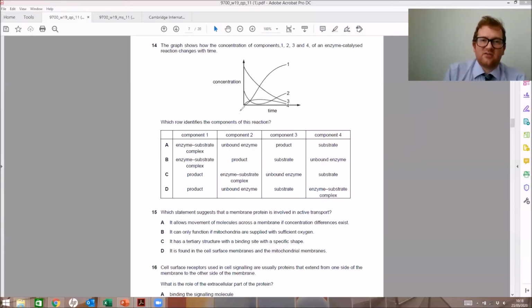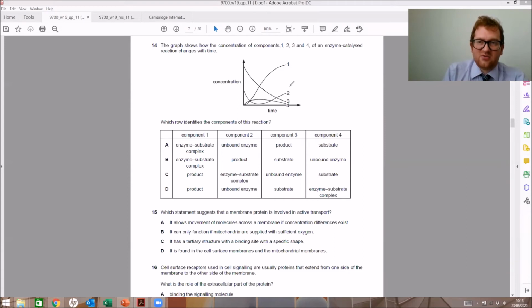The graph shows how concentration of components 1, 2, 3, and 4 of an enzyme catalyzed reaction changes with time. Which row identifies the components of this reaction? So we have the words, let's pick product, enzyme, substrate, complex, unbound enzyme, and substrate. Well, this is a pretty easy question, but it might look more challenging to start with.